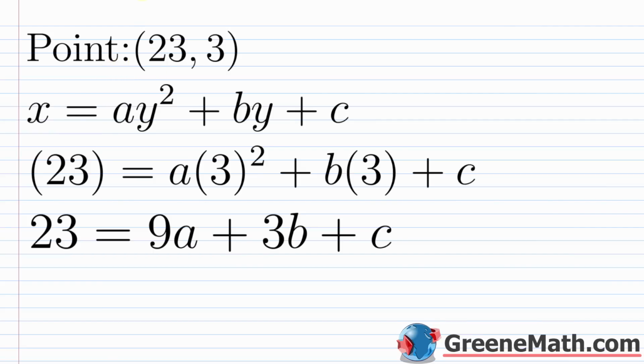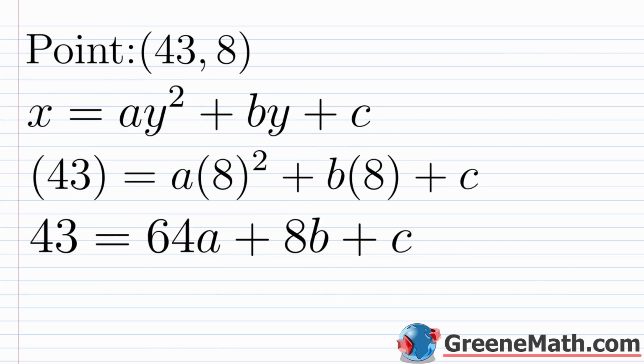So the point that's given here is 23 comma 3. So 23 is the x value. Again, x is over here now. So this is where you're putting 23. And then the y value is 3. So y is here now and also here. So that means we're going to put that right there and then also right there. And when we simplify, we get 23 equals 9a plus 3b plus c.